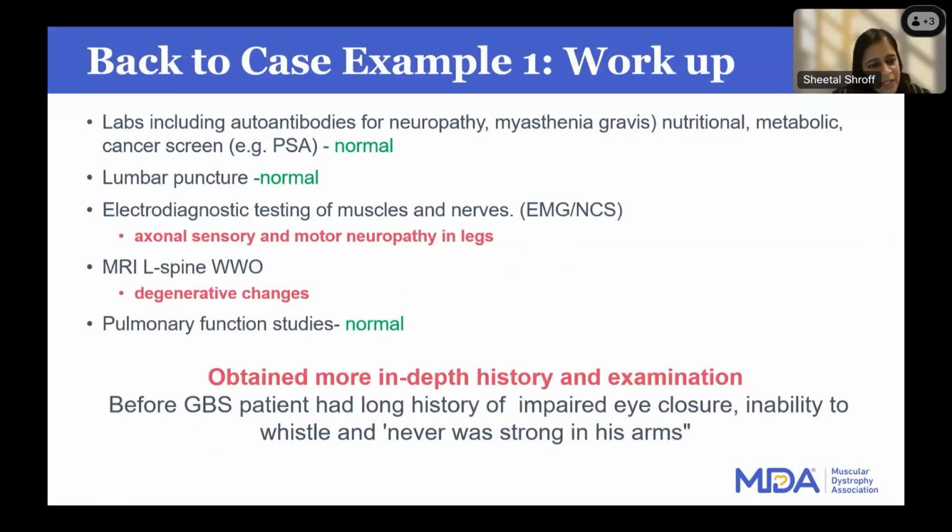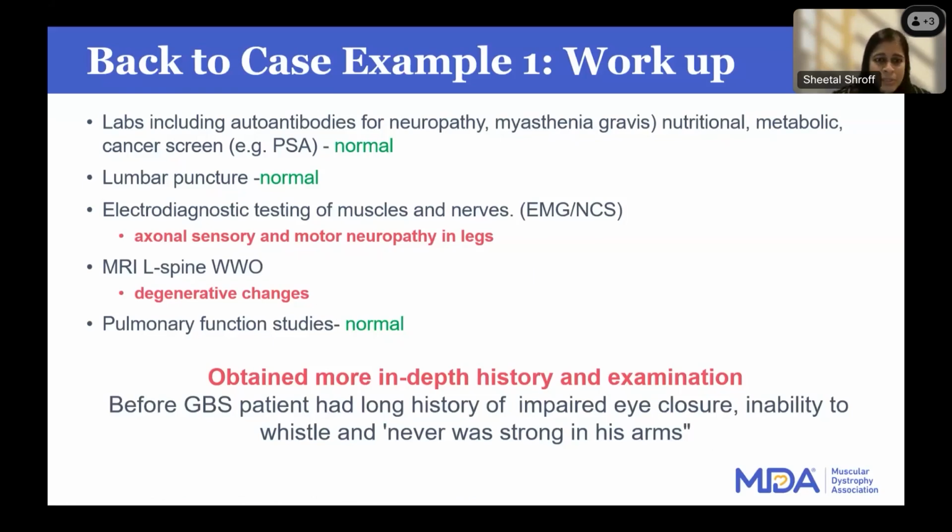Now, going back to case one, the workup showed multiple autoantibodies for the neuropathy, myasthenia gravis, nutritional, metabolic, cancer screen. All those were normal. A lumbar puncture was done since the patient did have a history of Guillain-Barré, so that was normal. EMG nerve conduction study showed some mild neuropathy changes, and since he does have a history of diabetes, it could be that he might have diabetic neuropathy.